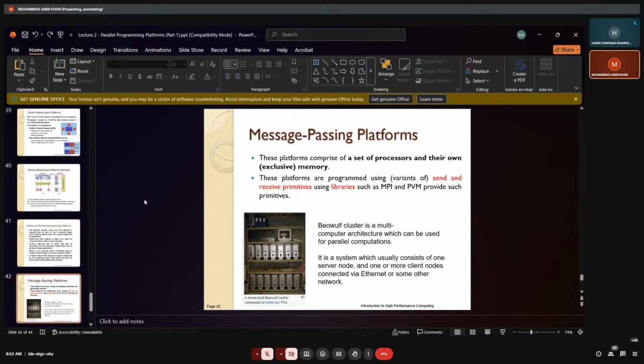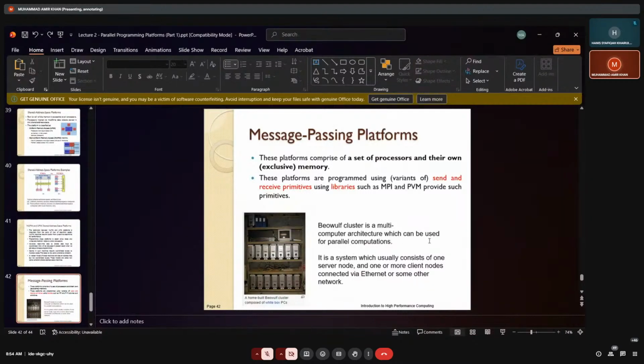Last is the message passing platform. We'll see this in chapter 6 in detail. These platforms comprise a set of processors and their own memory. These platforms are programmed using variants of send and receive message primitives, using libraries such as the MPI library, and PVM provides such primitives. Message Passing Interface we'll see in chapter 6. So this is a cluster computer. All systems are combined to make a cluster computer architecture.